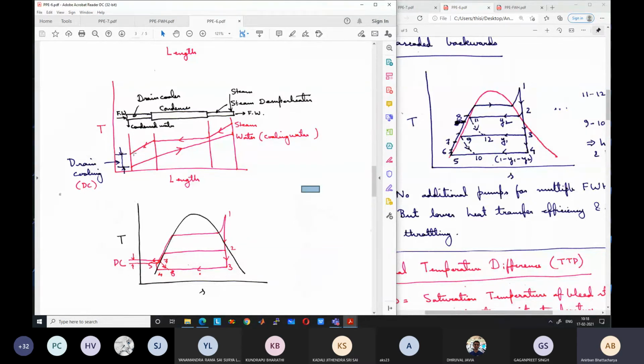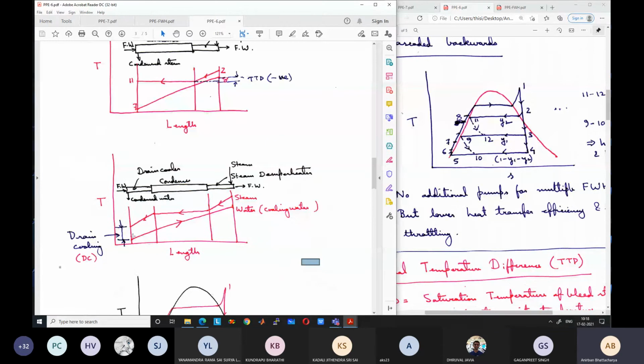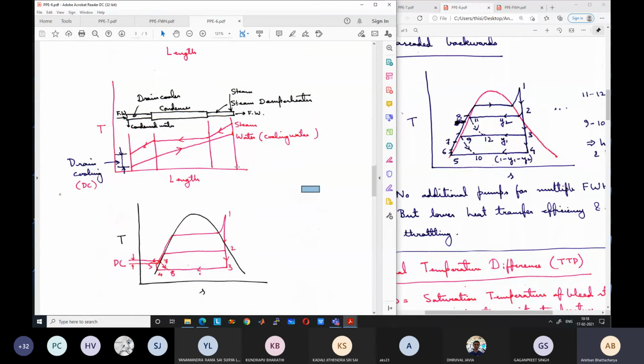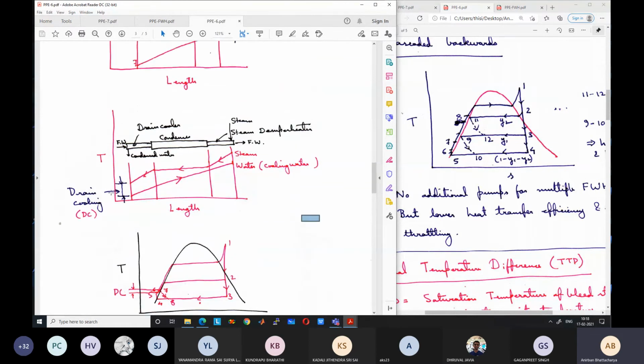And what about the water? The water path is similar to what we have studied previously. Water enters at a certain temperature and the temperature increases linearly to a high temperature. So this part of the definition is still there, TTD. TTD is defined in a similar way to what we have discussed previously, but we now define an additional parameter which is known as drain cooling.